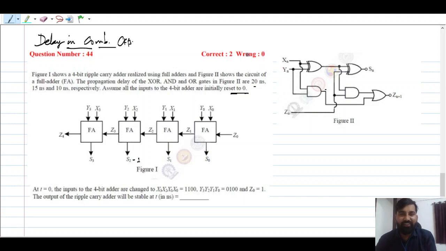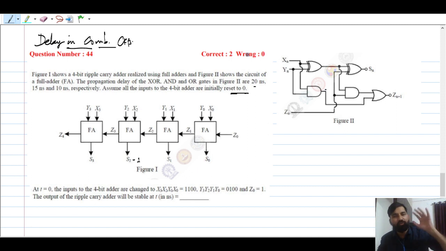Hi everybody, so let us take this question. This question was asked in GATE 2017 in the electronics paper, in set 2, for 2 marks. So let us solve this question. This question is from delay in combinational circuits from digital circuits, okay? So let us solve this question.